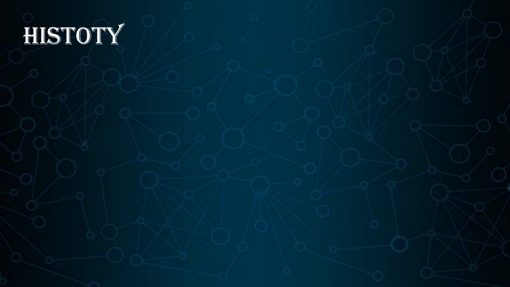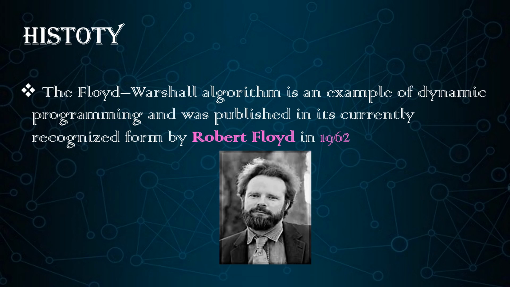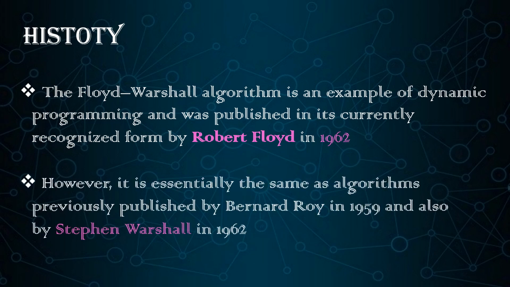Now let us look into the history behind this. This algorithm is an example of dynamic programming and was first published in its currently recognized form by Robert Floyd in 1962. However, it is essentially the same as the algorithm previously published by Bernard Roy in 1959 and also by Warshall in 1962. All these three scientists worked independently. Sometimes this algorithm is also referred to as the Floyd-Roy or Floyd-Warshall algorithm.